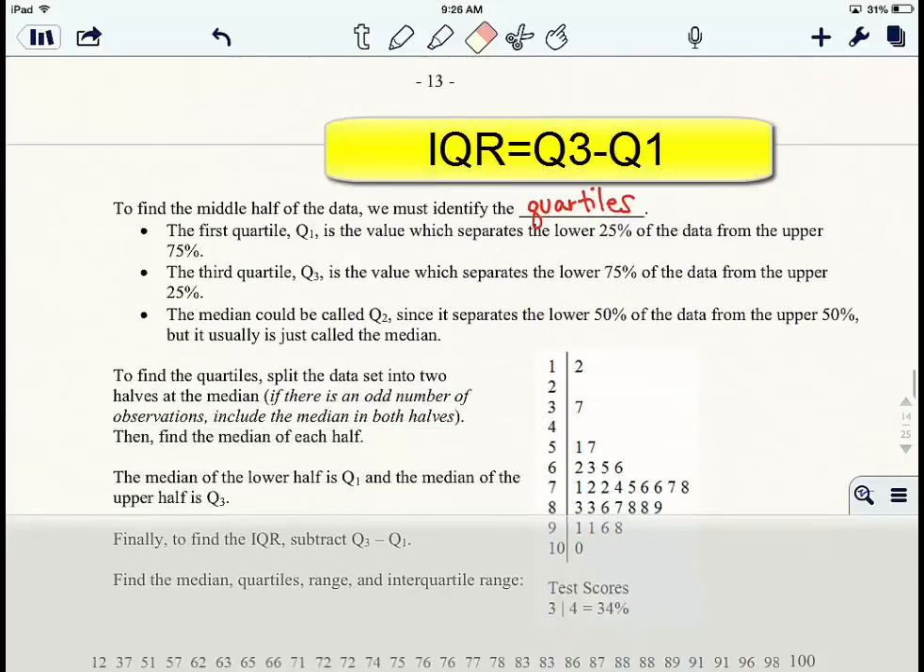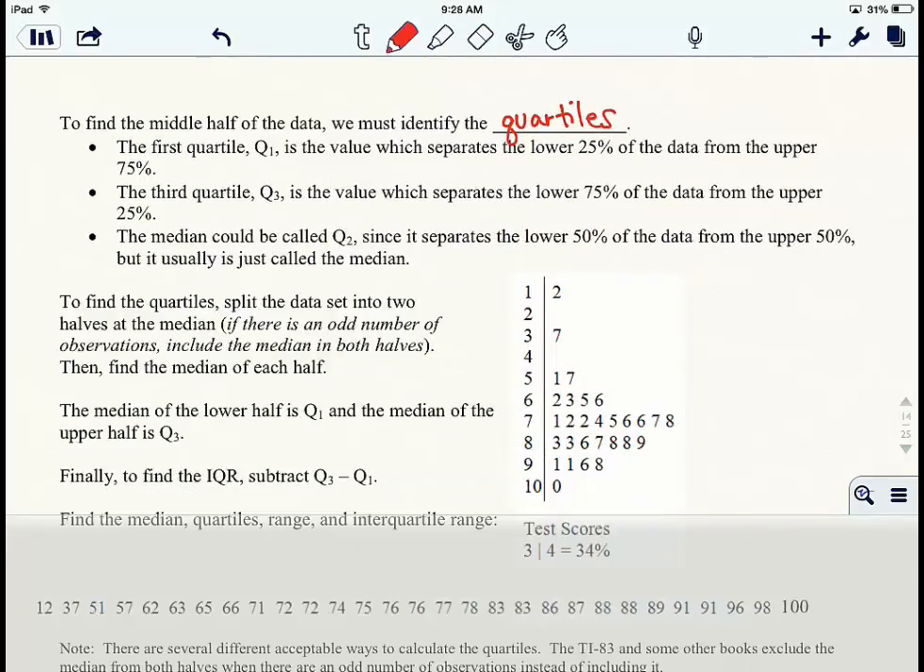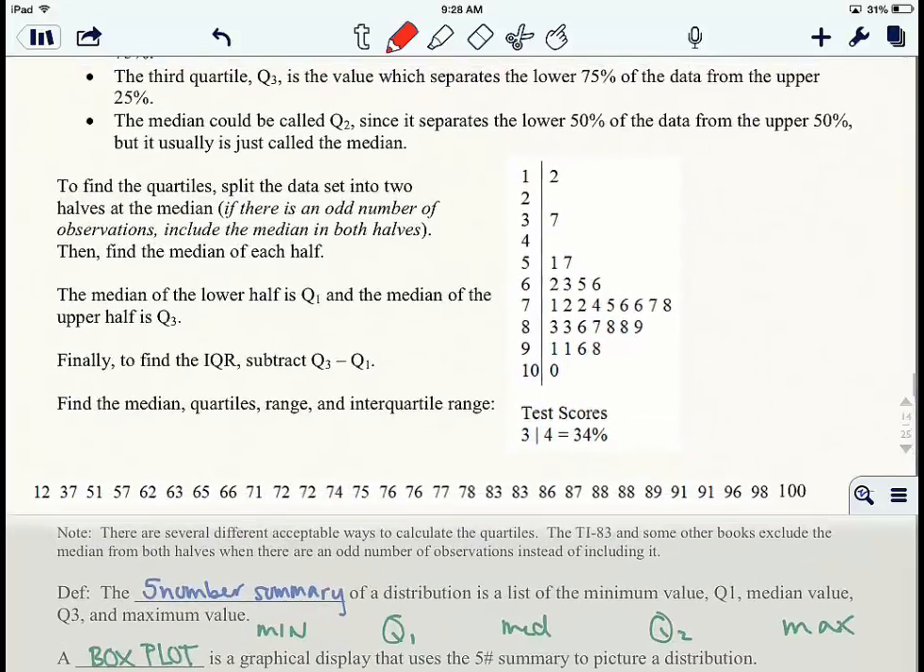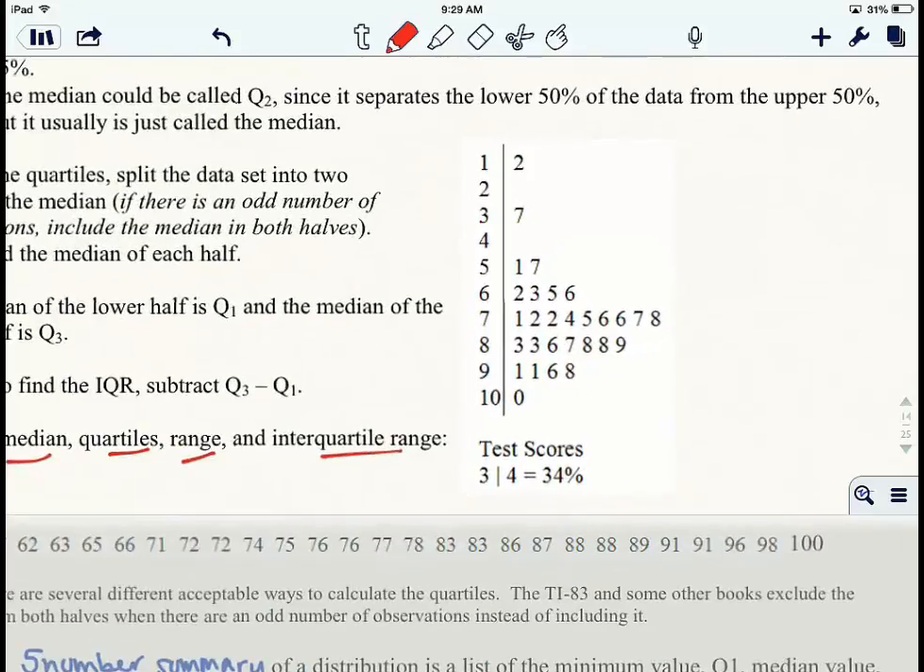To find the middle half of the data, we must identify the quartiles. And the quartiles are the numbers that break the data into equal fourths. I'll let you go ahead and read all of these steps and definitions, but let's just break the data up. And then we'll use it to find the median, the quartiles, and we can also find the range and the interquartile range. Here's some data in a stem and leaf plot of test scores.